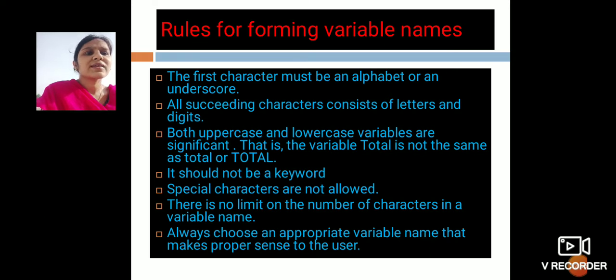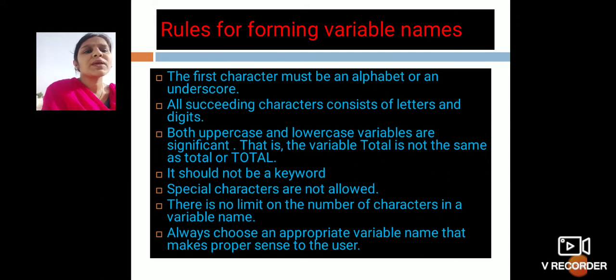All succeeding characters consist of letters and digits. That means the starting should be an alphabet, and the next can be anything, letters or digits. Both uppercase and lowercase variables are significant. It means that, see, the variable total, here 3 totals I have written. The total is not the same as the others, they are all different. So all these 3 totals are totally different. That is why it is said that both uppercase and lowercase variables are significant.